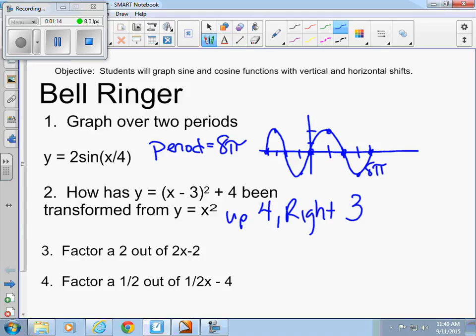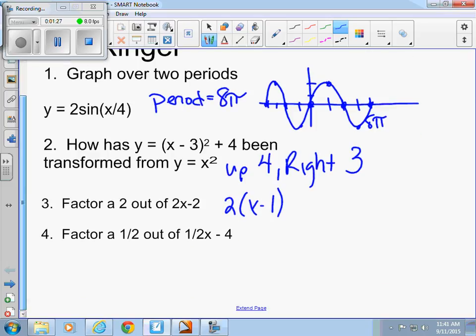Okay, so next I'm going to ask you to factor out a 2. Just for fun. What do you get if you factor out a 2? 2 times x. The next one takes a little more thought. What do you get if you factor out a half? 1 half x minus 2. How did you get the 8? Multiply it by 2. When you factor it out, aren't you dividing it out? It's the opposite of distributing. So you're dividing by the 1 half. We're going to need that skill today.